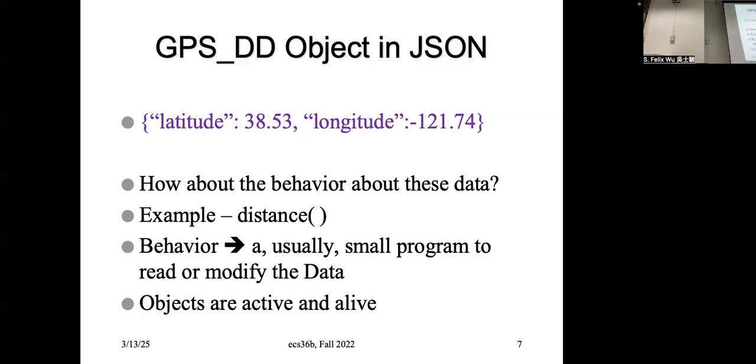Now I want to see whether this GPS location corresponds to another GPS location in Tainan, Taiwan. What's the distance between those two? Calculating the distance could be part of the behavior, which I will show you in C++ later. So I define a function called distance, and you can define any function that touches the object called GPS. Usually a behavioral perspective is one or more small programs that are able to read and write the data.